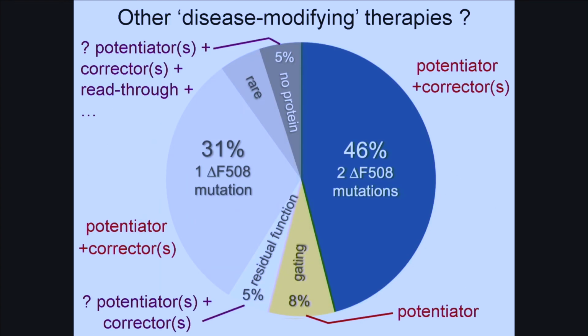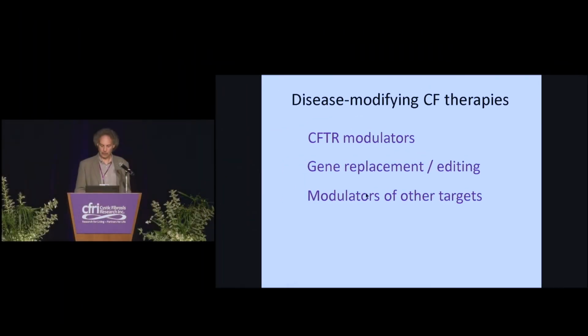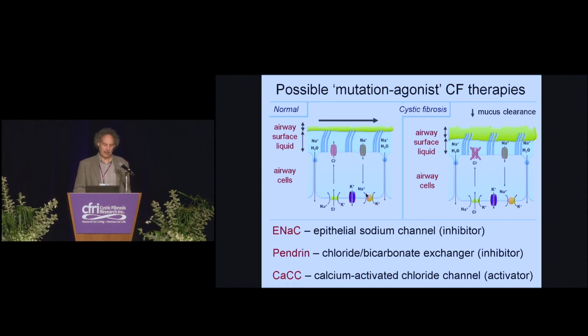So what's left? What if none of these things work? What else might be useful? In terms of disease-modifying CF therapies, that is, therapies that fundamentally affect the disease process, besides modulators, there's replacement gene therapy, or modulators of other targets. And the scientific rationale is to try to correct specific defects.